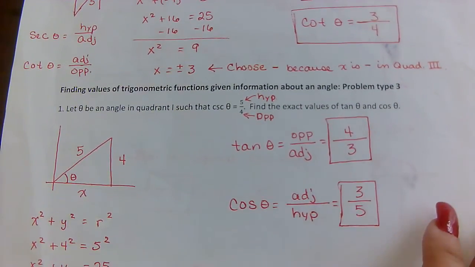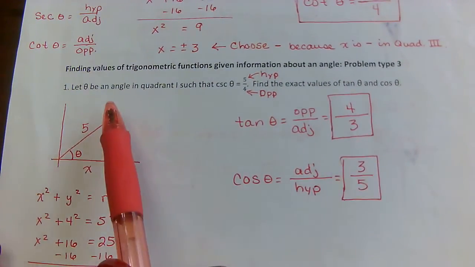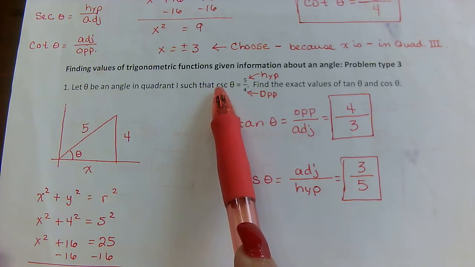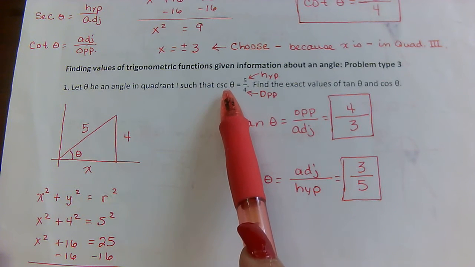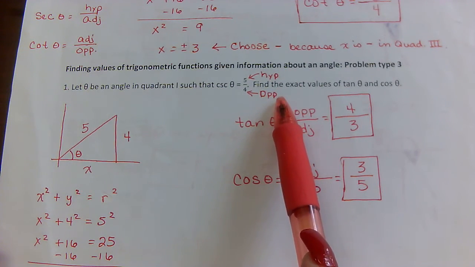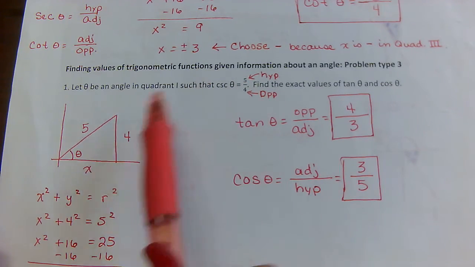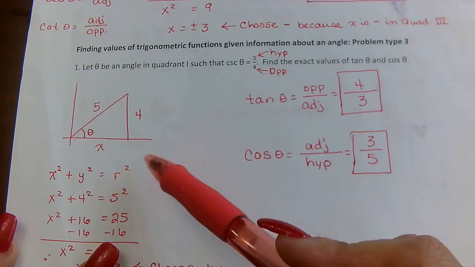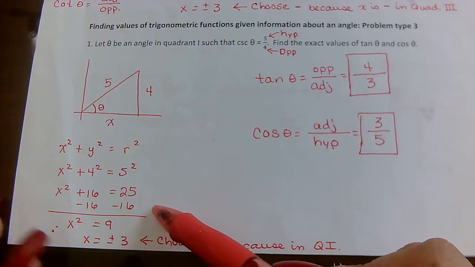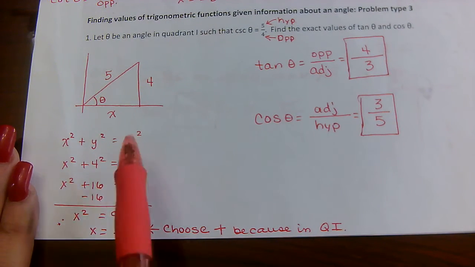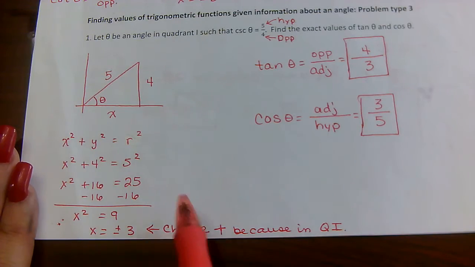Type 3 problem. In this particular case, it's telling you it's in quadrant 1, and it's giving you a cosecant. If you remember, cosecant is the reciprocal of sine. Sine is opposite over hypotenuse, so cosecant is going to be hypotenuse over opposite. Here I put in the numbers. 5 is your hypotenuse, 4 is the opposite, so you don't know what x is. Again, you're going to solve for x. It happens to be the same numbers as in the previous problem. You have a plus or -3, but this time, because we're in quadrant 1, x has to be positive.